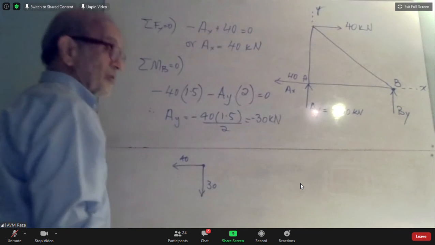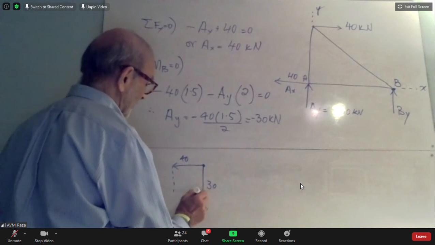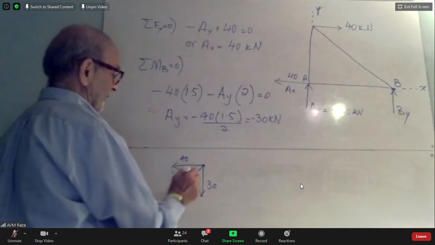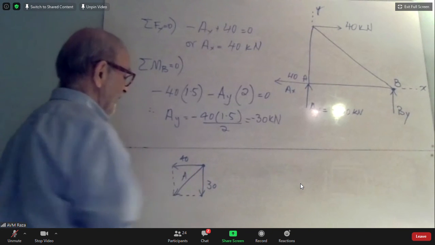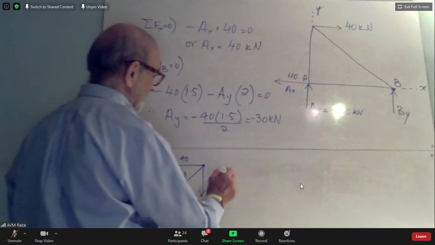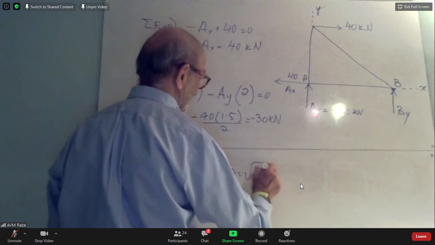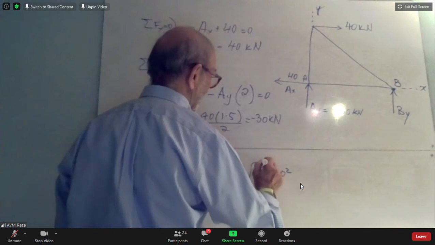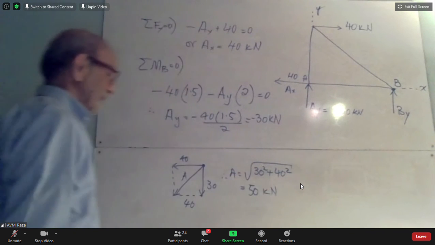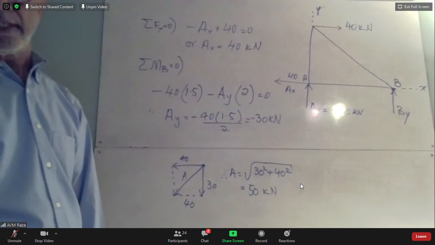So what is the total force on this? The total force will be the sum of these two, which by law of parallelogram forces will be this. Let's call this force A. And A will be equal to what? This is 30, this is 40. Therefore, A is equal to the square root of 30 squared plus 40 squared. And this will come out to 50 kilonewtons. So the total force acting on the pin is 50 kilonewtons.